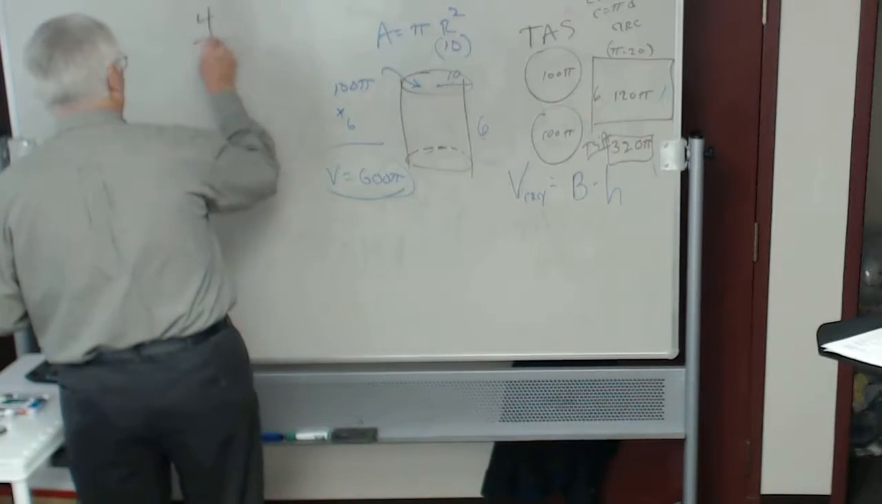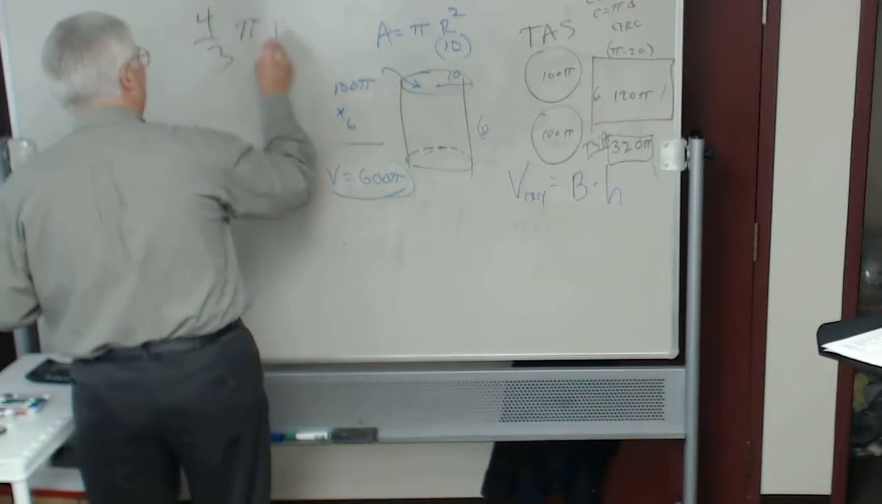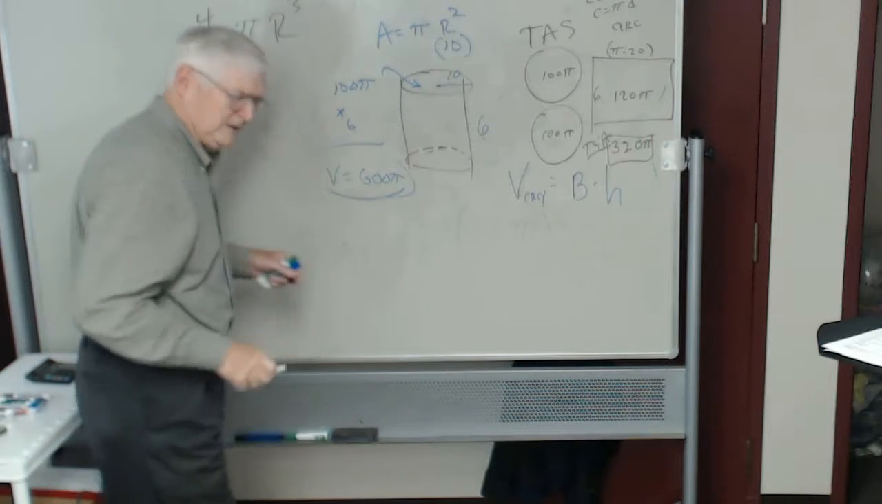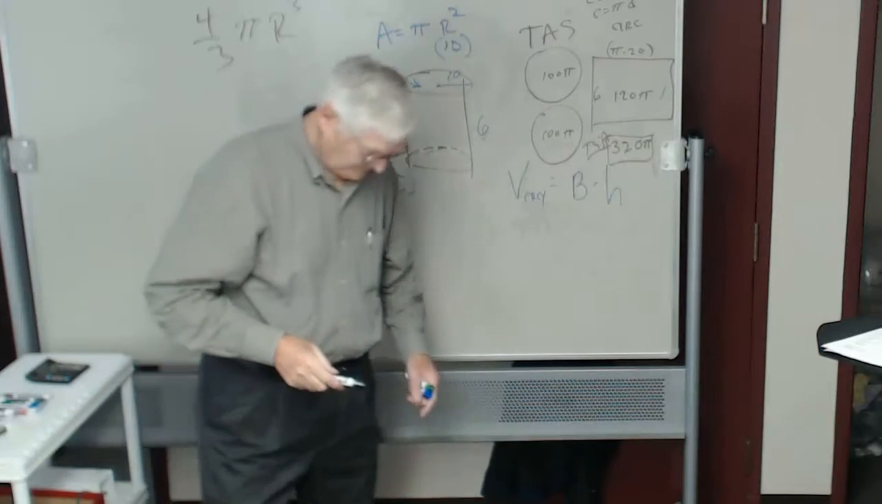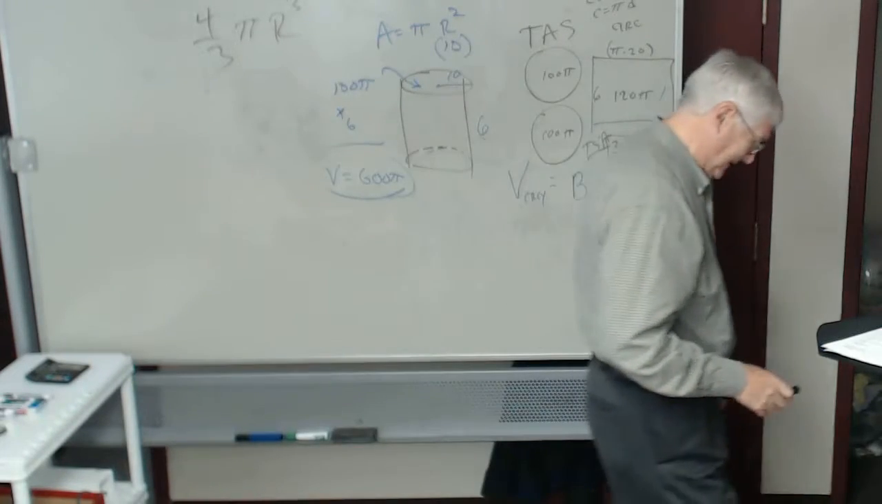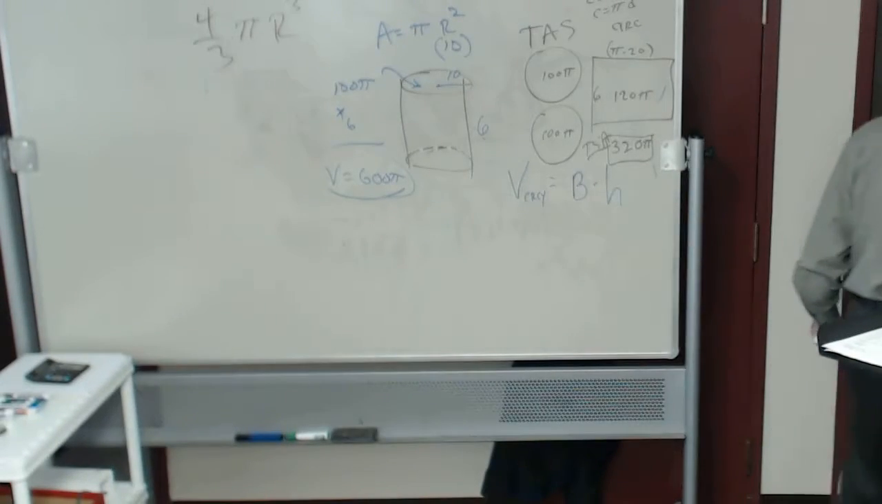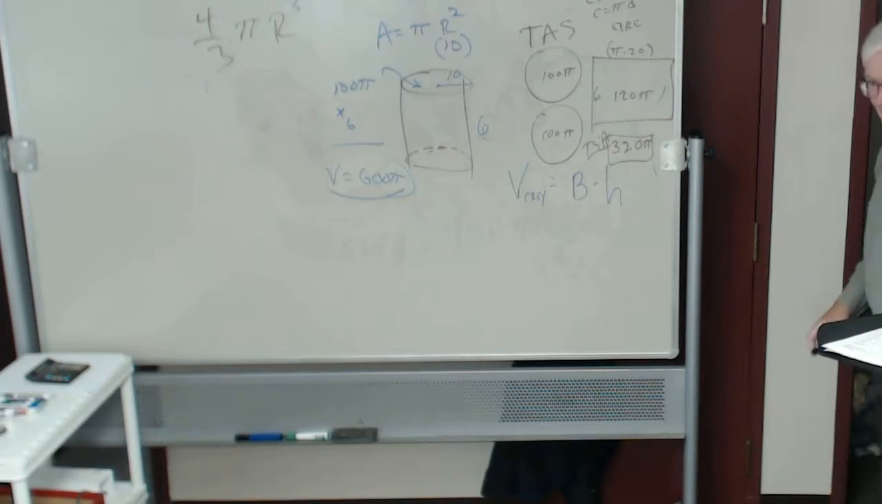4 over 3 times pi r cubed. Did it say cubed? Yes. You go, I don't like that. Well, write it down and say, I don't like it, but it's still true.